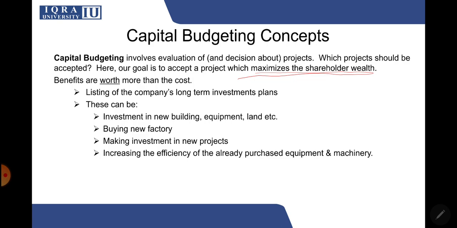For example, a company must decide whether they should open up a new factory in Pakistan or in India or in Bangladesh. They cannot open up three new factories in three countries, and they just have to choose one location. So which project should they undertake? Which one should they choose? The objective of the business is to maximize shareholder wealth. So they will choose the project that they think will maximize shareholder wealth, which will have a positive impact on the share price. The benefits should be worth more than the cost.